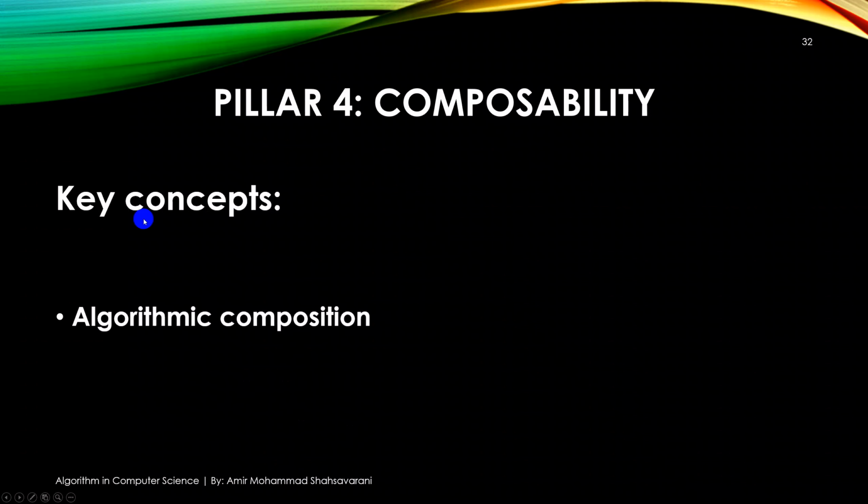The concepts we do have here, first of all, algorithmic composition, the process of combining multiple algorithms to create a new algorithm with the algorithmic composition. Modularity is the second key concept in composability, which concerns the design principle of breaking down complex algorithms into smaller independent components. We can say it's exactly vice versa of the first concept, algorithmic composition.